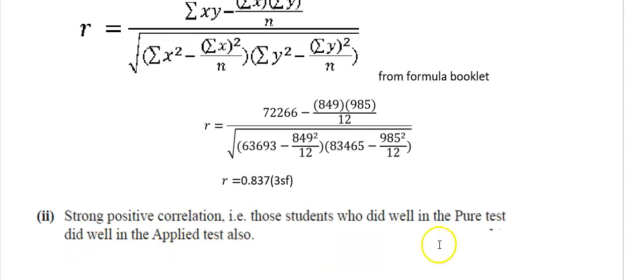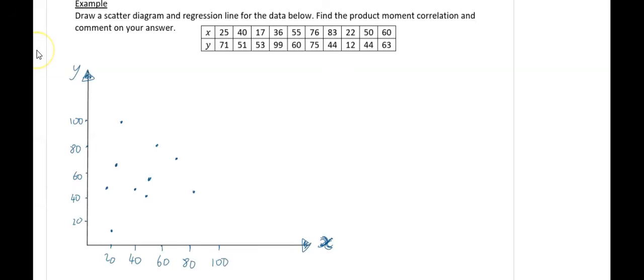Those students who did well in the pure test also did well in the applied test, as you would expect. Okay, in this example it says draw a scatter graph and regression line for the data below. Find the product moment correlation and comment on your answer. If you draw a scatter graph, I have done this very quickly and very roughly. I've drawn my scatter graph, and you can see there's very little correlation here. I wouldn't even be drawing a regression line for this.